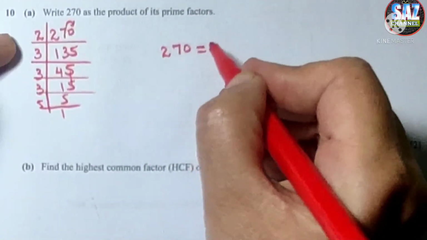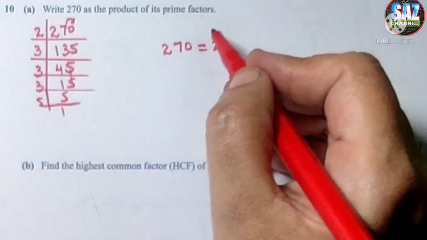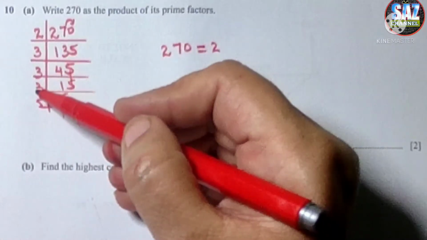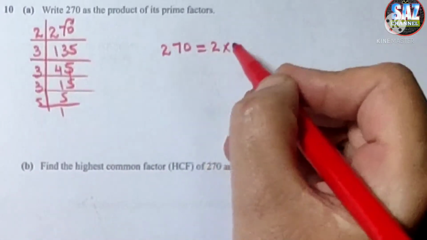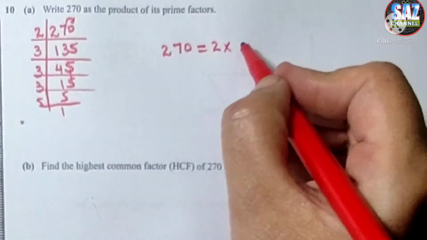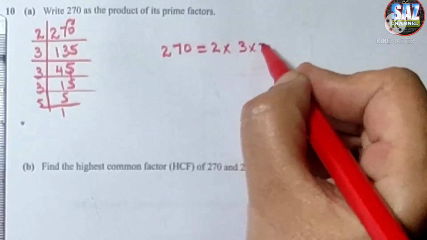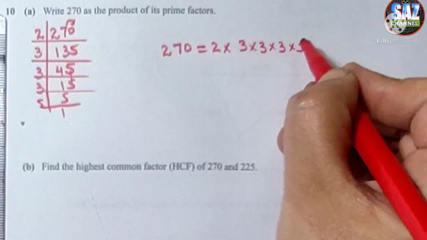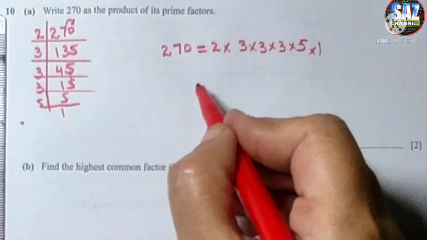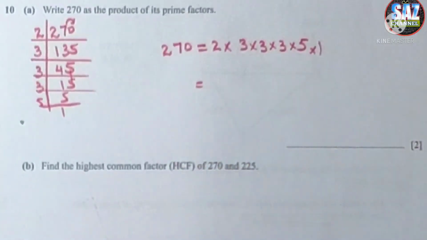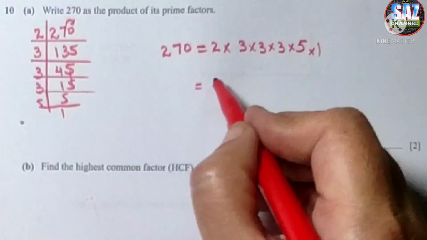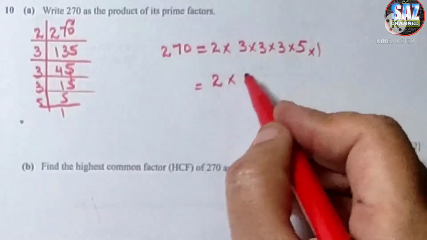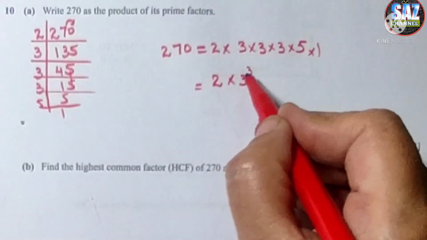So the prime factors of 270 are 2 multiplied by 3 how many times? 1, 2 and 3. 2 multiplied by 3 multiplied by 3 multiplied by 3 multiplied by 5. Do not forget to write the answer in short form in index notation. 2 is coming once only, multiplied by 3, 1, 2 and 3, 3 cube, and multiplied by 5.